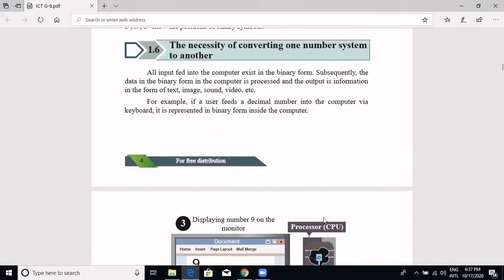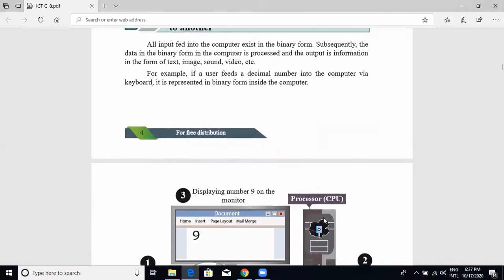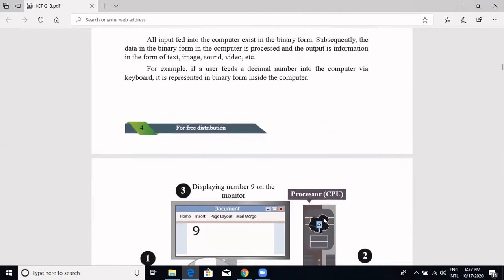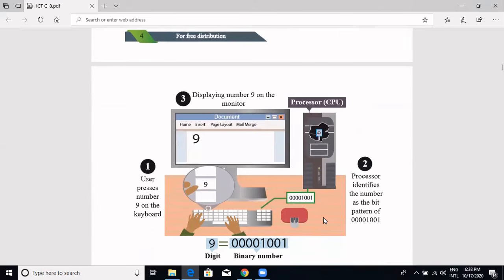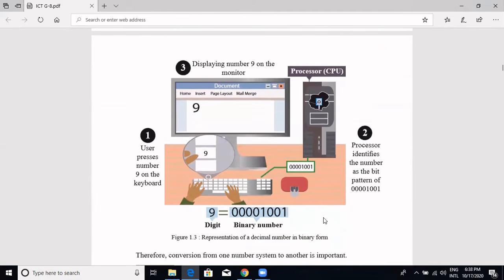For example, if the user feeds the decimal number 10, you can see it on the screen, but actually what is happening inside the computer, this is kept as a binary number, right? So here in this picture, you can clearly see, in step 1, the user presses number 9 on the keyboard. In step 2, the processor identifies this not as number 9 in decimal, but as 00001001 in binary. So the computer keeps it in memory as a binary number.